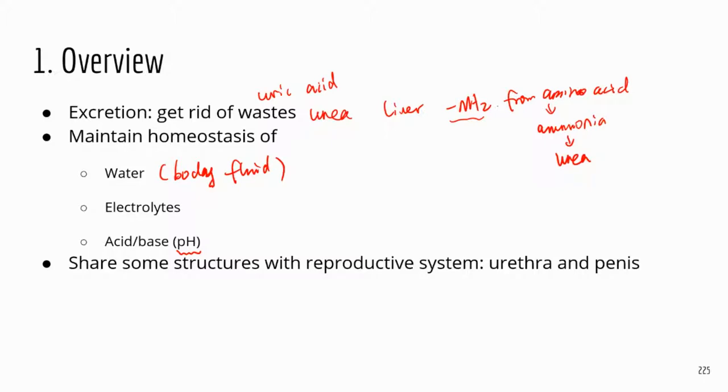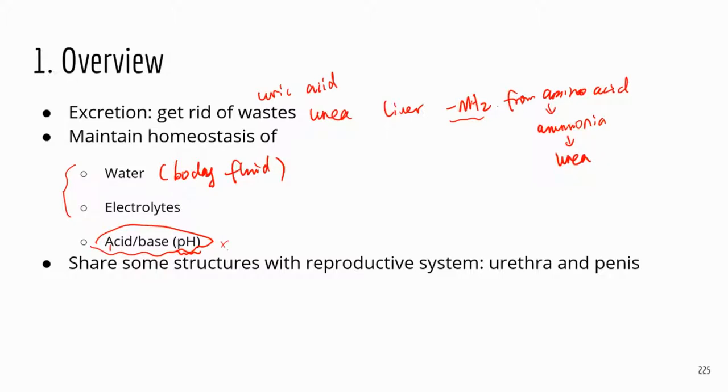Now, they did not mention the acid-base, which is the pH balance, and I haven't seen any questions on that. So I think that might be a little bit less important, and I would focus on water and electrolytes, because those are also related to the maintenance of blood pressure. Like we talked about earlier, it's also called the genitourinary system. That's because some of the structures are shared between the urinary system and the reproductive system.